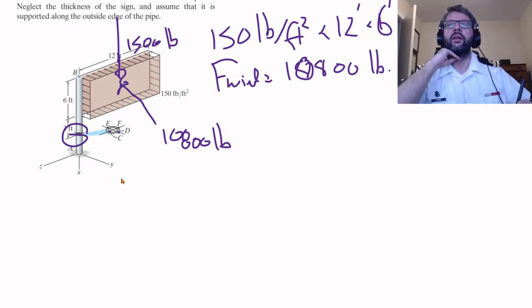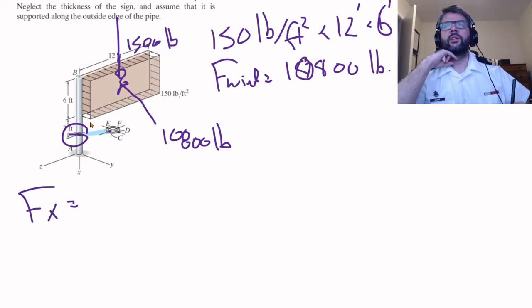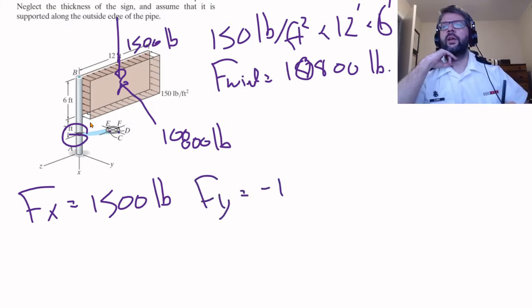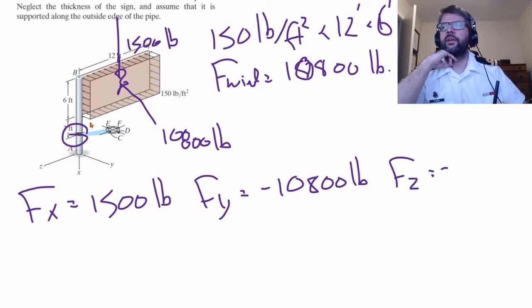If we take those forces and apply them at A, the forces would stay the same. So I'm going to call that Fx is going to be 1,500 pounds, and we're going to have an Fy of negative 10,800 pounds. We don't have any forces in the z direction. I'll specify that.